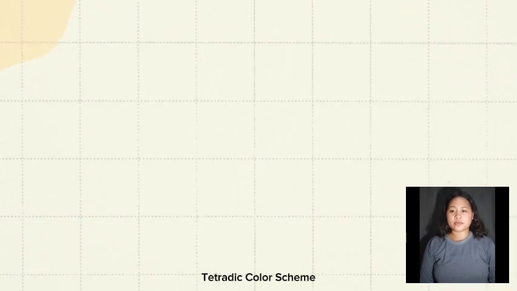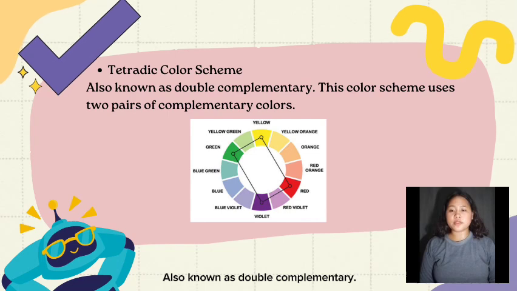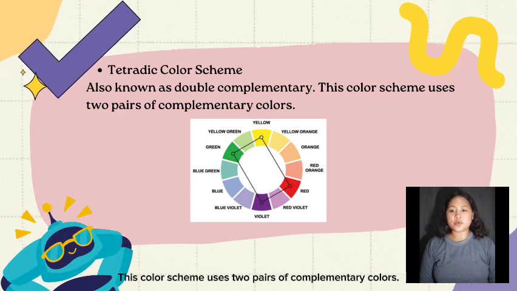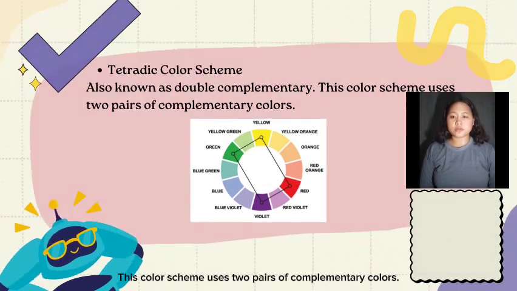Tetradic color scheme, also known as double complementary. This color scheme uses two pairs of complementary colors.